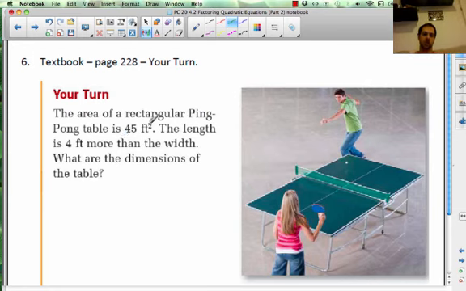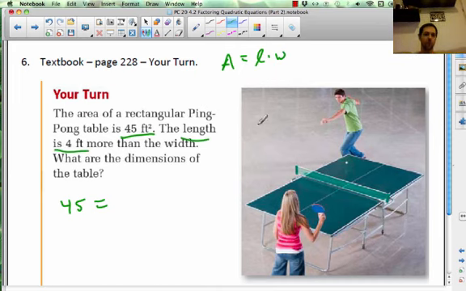Final question here. We're given the area of a ping pong table. Ping pong table, of course, is rectangular. A equals length times width. So 45 square feet equals the length times the width. Now we're not given the length and width explicitly, we're just told the length is 4 feet more than the width. So if we call the width W, then we've got to multiply it by the length. We don't know the length, we only know how it relates to the width. It's the width plus 4 feet. So we would go times W plus 4.